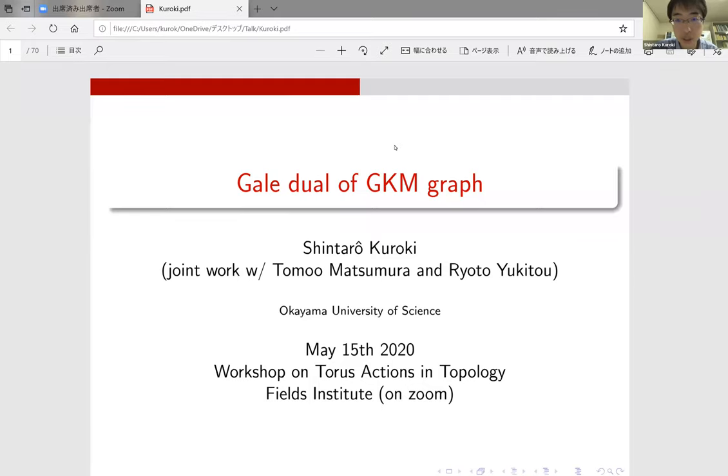The title of my talk is Gale dual of GKM graph. This is joint work with Tomoo Matsumura and my former student, Ryoto Yukito. And I think I need to say that this is not exactly the notion of the dual of the GKM graph. I would like to apply the Gale dual to study the GKM graph. And in this talk, I would like to share the result with us.